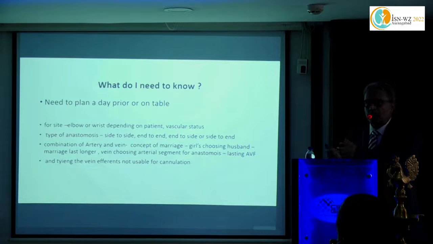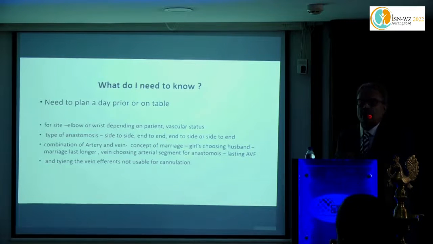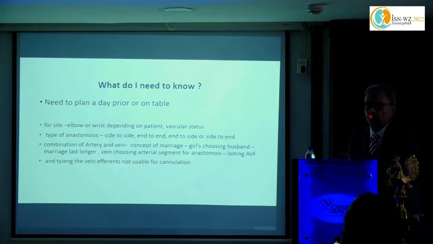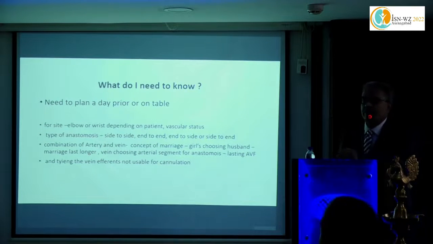In a mid-arm fistula, you will be better off doing side to side, and at the wrist you will be better off doing end to side. So you need to choose the type of anastomosis. And then you need a combination of artery and vein. This is a very crucial thing. Particularly in the elbow, you have options of choosing a brachial artery or a proximal radial artery, and cephalic vein, antecubital vein, basilic vein, or the perforator.